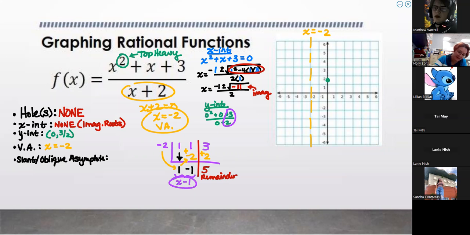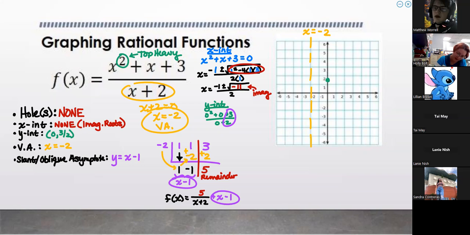So what we've just done here, we're not going to end up using that 5 for anything. We are rewriting this original function rule. That remainder would go up on top of my denominator, x plus 2. And then we have plus x minus 1 off to the side. And this is where my slant asymptote comes from, right here. So slant asymptote y equals x minus 1.